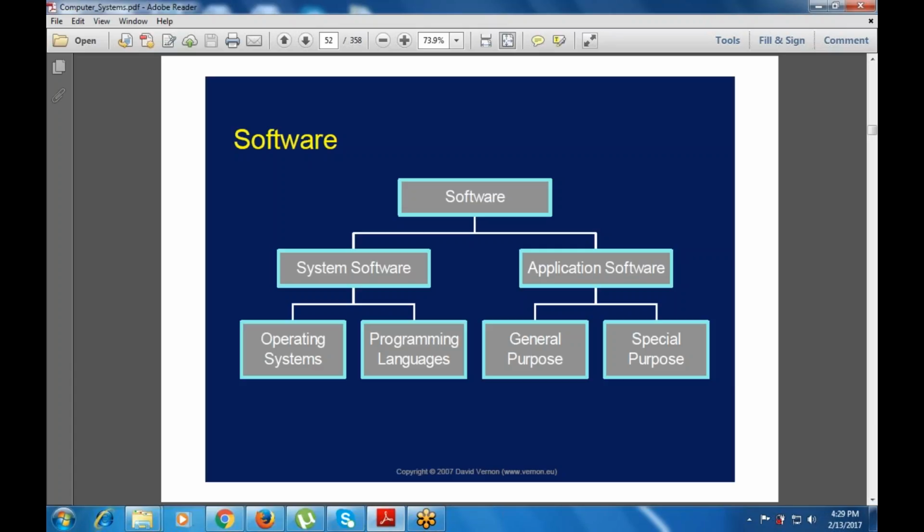One is application software. There is a general purpose computer and the special purpose computer. The software is divided into two parts: one is system software, one is application software. Then system software is divided into two parts: one is the operating system, one is the programming languages. And the application software is divided into two parts: one is general purpose, one is special purpose.